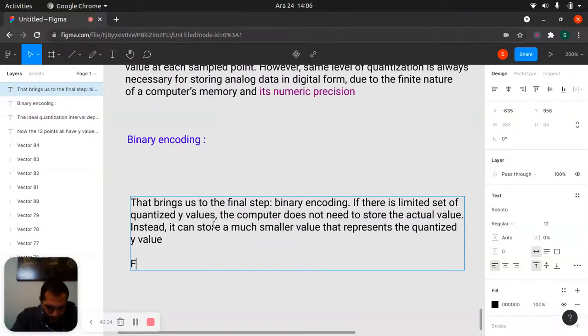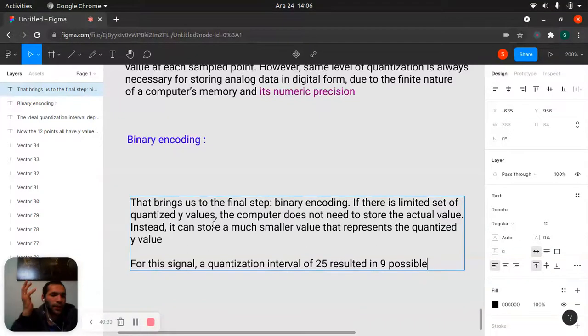For this signal, the quantization interval of 25 resulted in 9 possible values. I told you we have minus 100, minus 75, minus 50, minus 25, 0, 25, 50, 75, 100. We have nine possible y values.